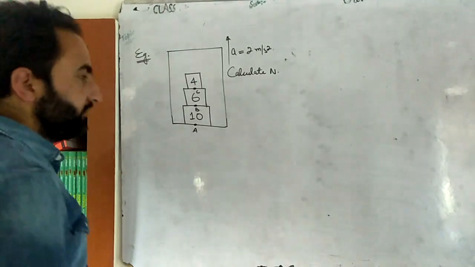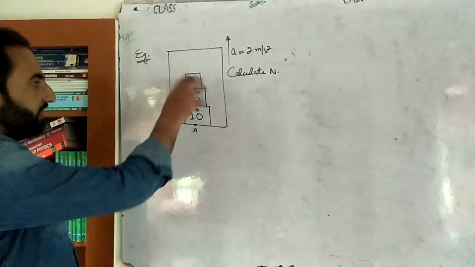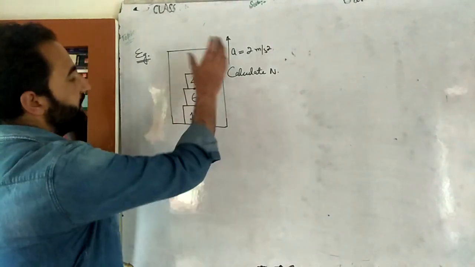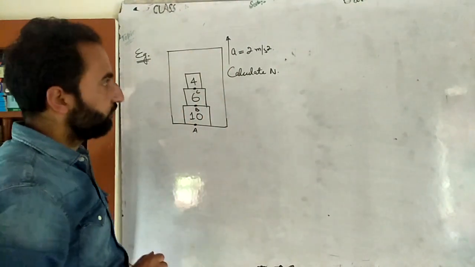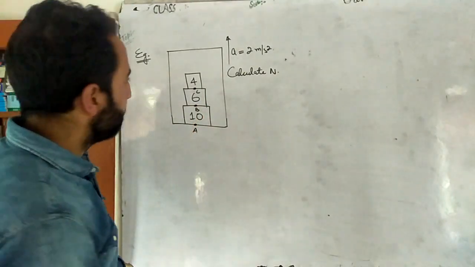Okay, let's do this example. 3 different blocks, 10 kg, 6 kg, 4 kg, placed inside a box or an elevator. This elevator is accelerating upwards with an acceleration of 2 meters per second squared. The question is to calculate the normal reaction at point A, at point B, at point C.